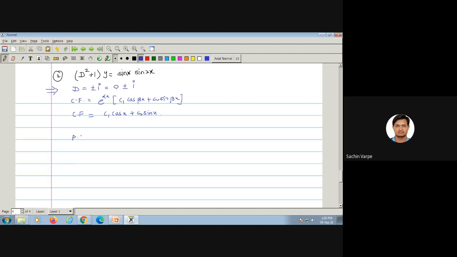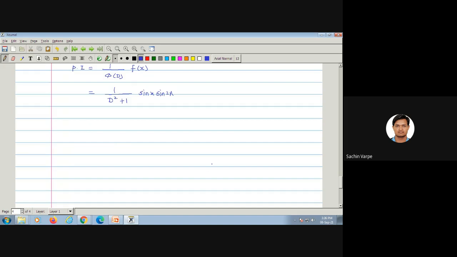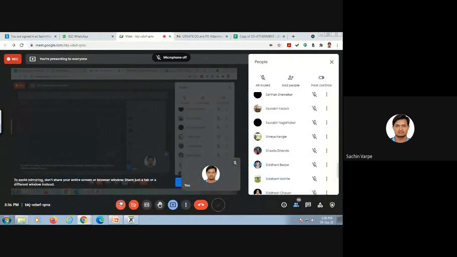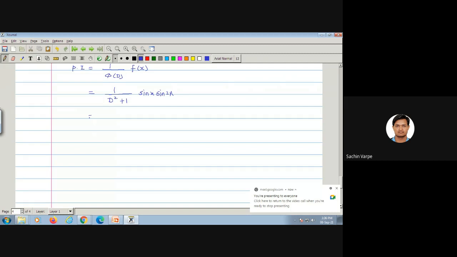Now what is the particular integral? 1 upon phi of D into the right hand side function. So here phi of D is D square plus 1 and the right hand side function is sin x sin of 2x. Now use the formulas we have discussed.